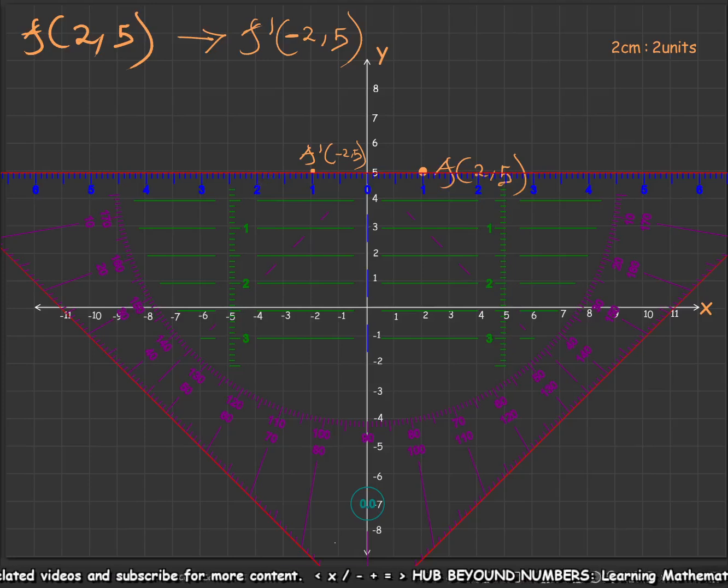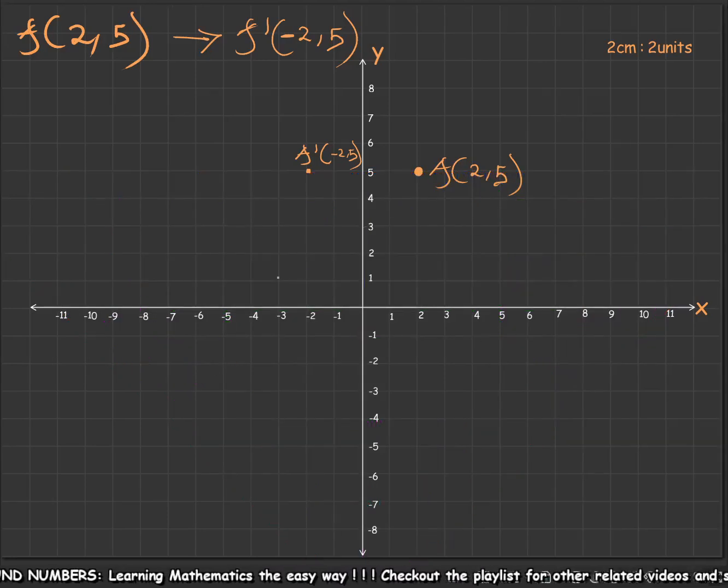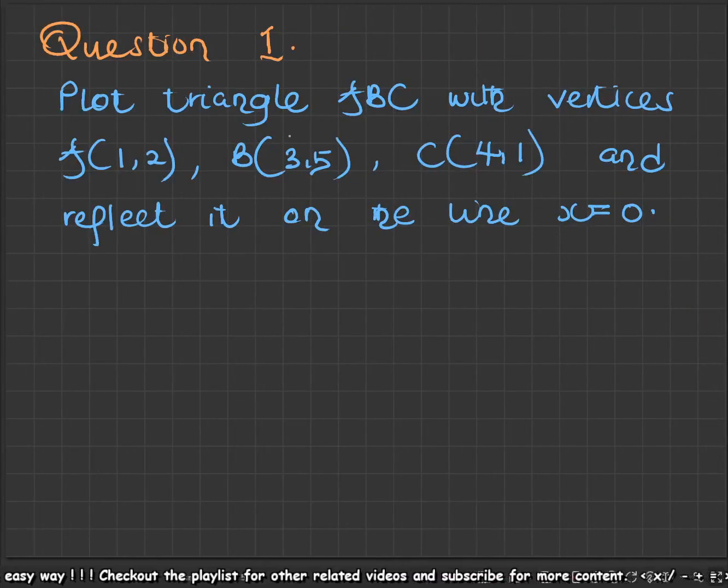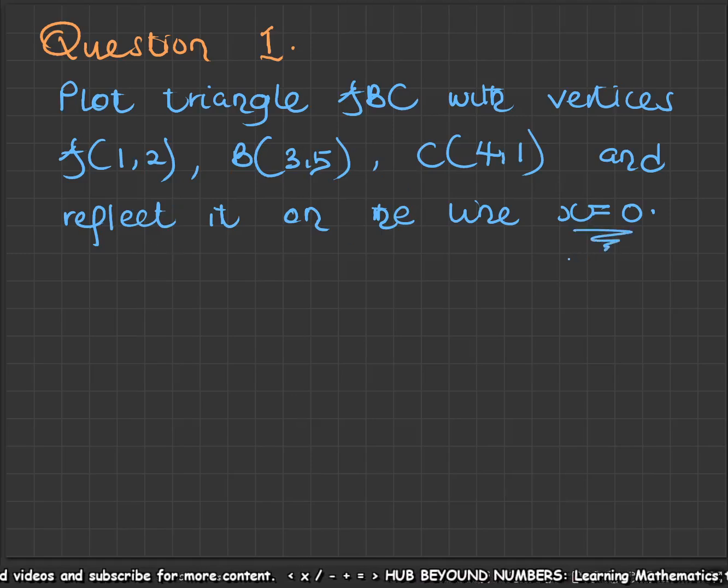So that is it. Now that we know how to reflect a point, let's take a plane figure. We have this question here. It says we should plot the triangle ABC with vertices A, (1, 2), and you have B and then C, and then we have to reflect it on the line x equals 0.